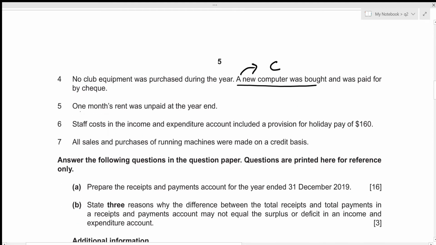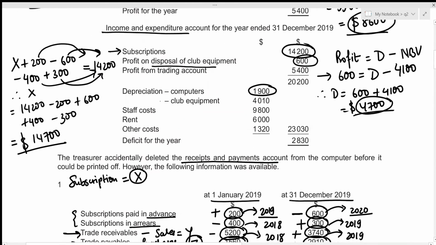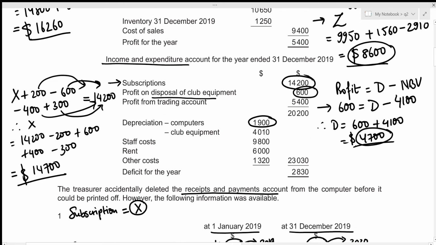Then for the fifth information, we are told that 1 month's rent was unpaid at the year end, but the rent shown in our income and expenditure account is the rent for this entire year, which means that we've only actually paid for 11 months, and those 11 months rent would be recorded in the payment section of our receipts and payments account, right? Because we only record our cash transactions and not the accrual concept in our receipts and payments account. So let's figure out 11 months rent. Okay, so the entire 1 year's rent is 6,000. So that's 12 months rent is 6,000. Then 1 month rent is 6,000 by 12.